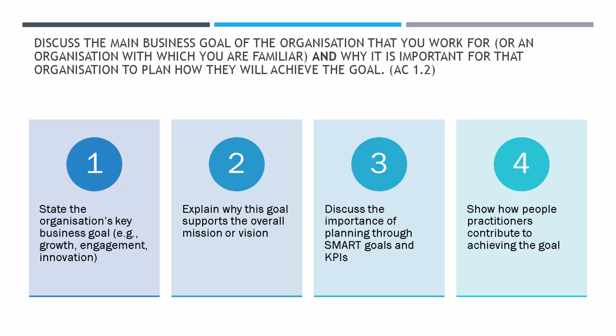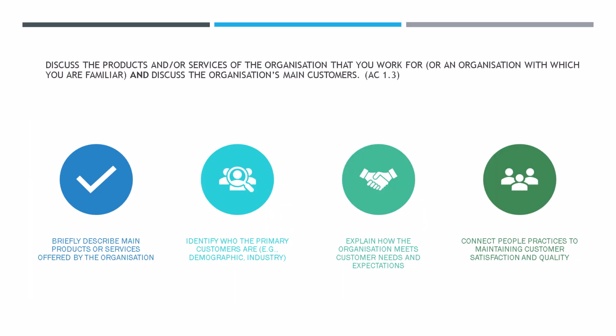I will mention the role of SMART objectives, KPIs, and continuous improvement. This answer should demonstrate strategic thinking and connect planning to measurable outcomes. A strong response will show how people practitioners can support this goal through workforce planning, skills development, and employee engagement initiatives that align with the wider strategy.